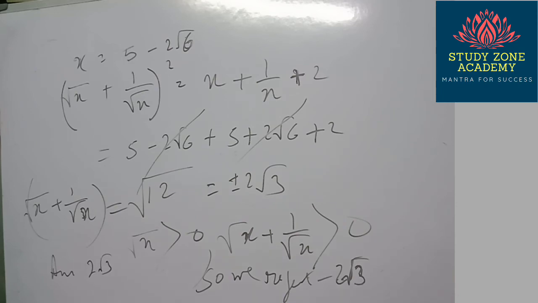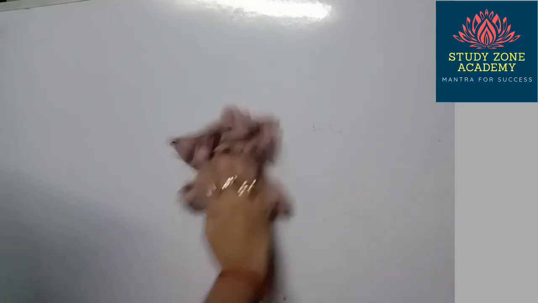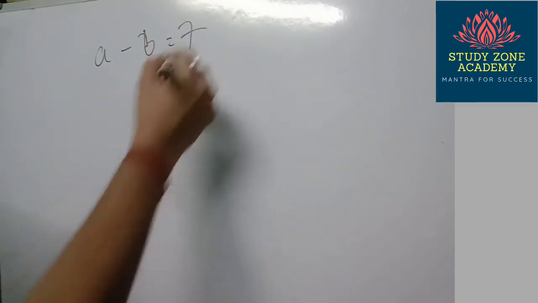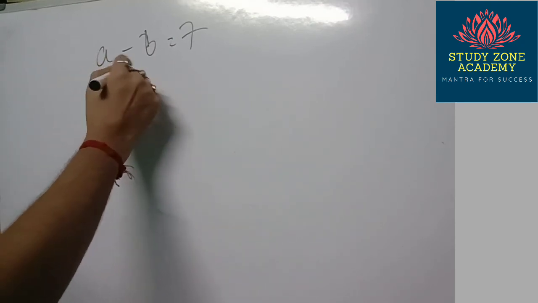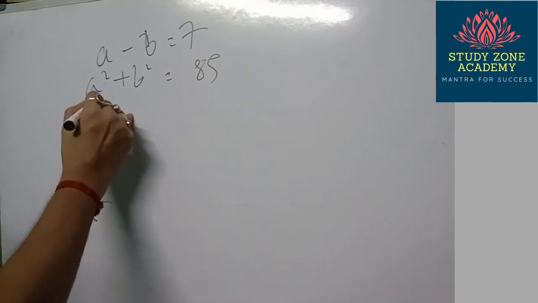Let us move on to the next sum. Next sum is a minus b equals to 7. A minus b is equals to 7, and next data they have given a square plus b square is equals to 85. Interesting. And we need to find a cube minus b cube. a cube minus b cube.